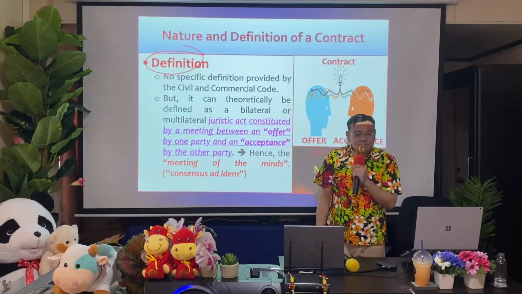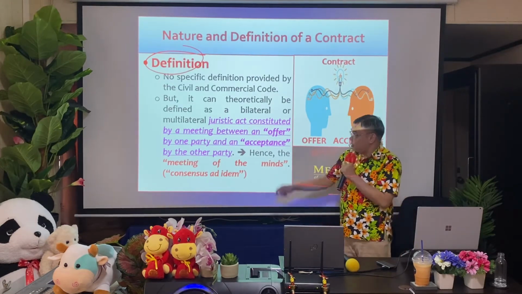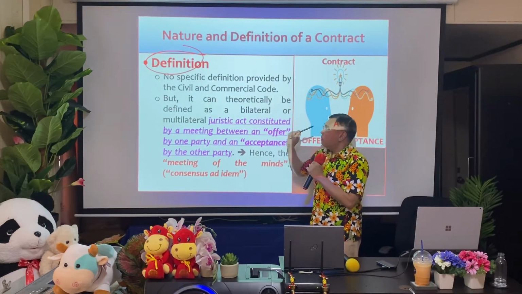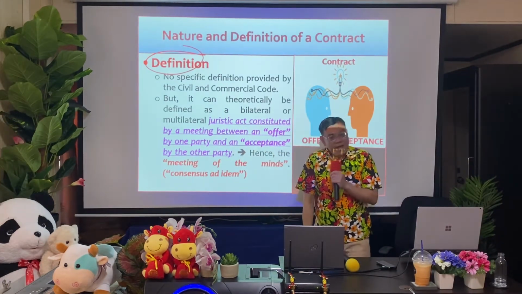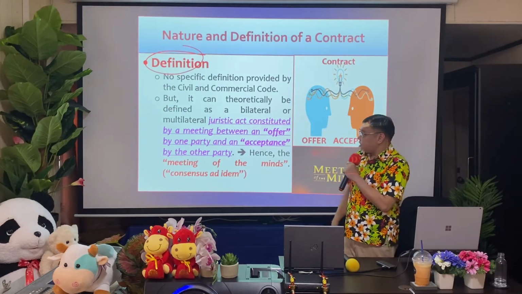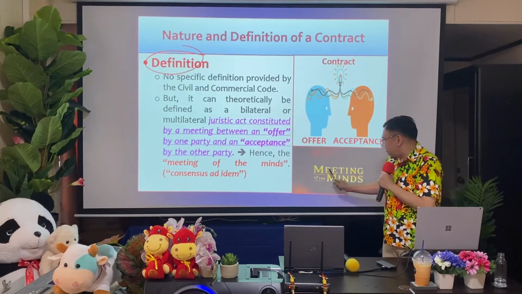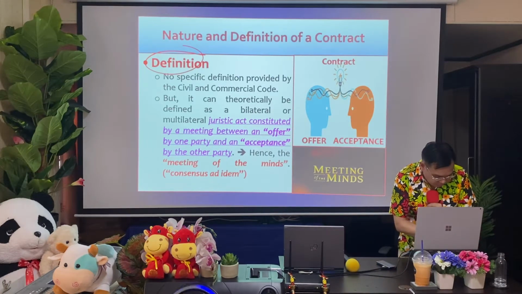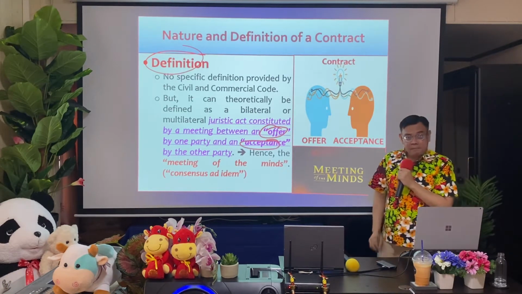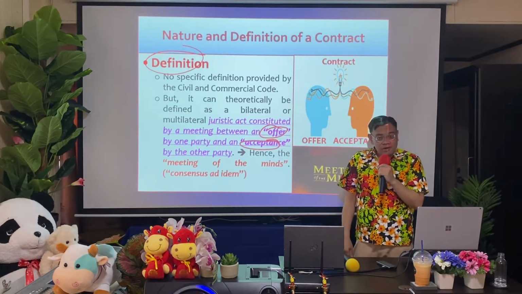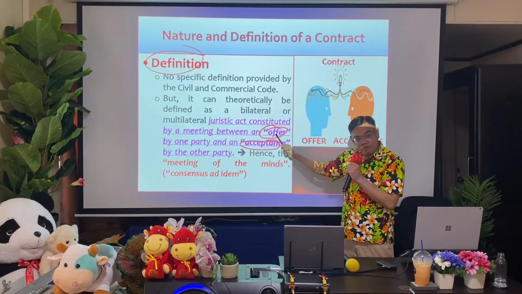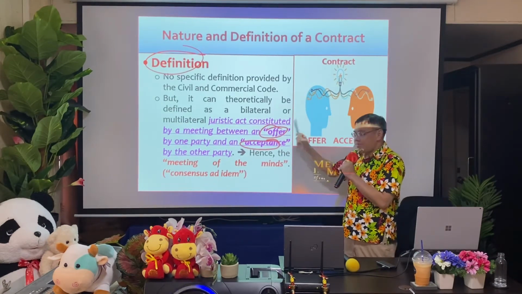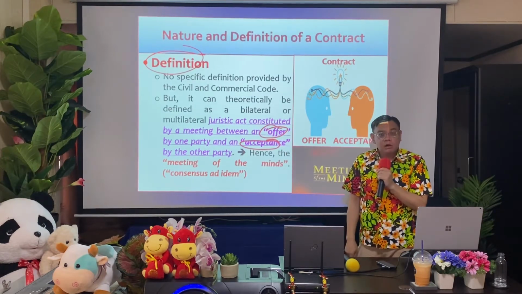But despite no definition, in theory, we can define a contract as what? As a bilateral or multilateral juristic act. And it is constituted by what? It is constituted by the meeting of the minds. The meeting of the minds is the meeting between two things: first an offer, and secondly an acceptance. One person makes an offer and the other party just accepts that offer. And the acceptance must match the offer completely.